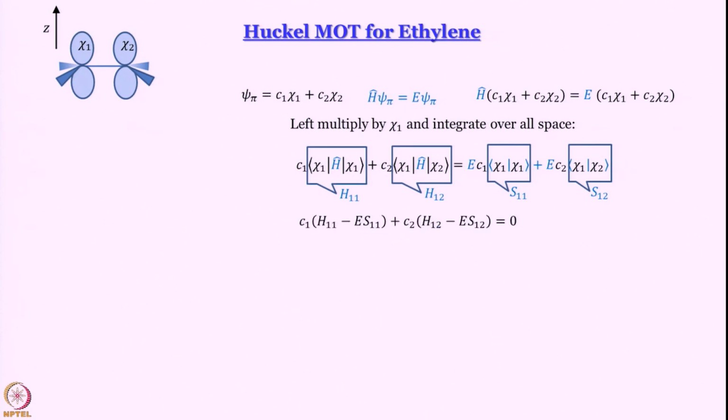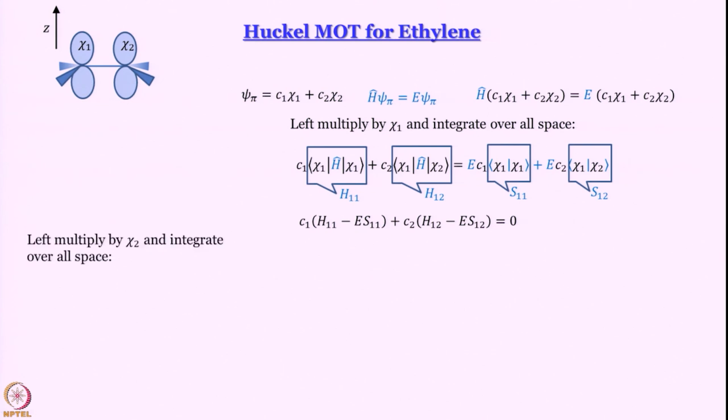Okay. So, let us write this equation in terms of these integrals and let us bring everything on the right hand side to the left hand side, so that on the right hand side we are left with 0. What do we get? C1 multiplied by H11 minus ES11 plus C2 multiplied by H12 minus ES12 equal to 0. So, a linear equation in which the variables are C1 and C2 and the coefficients are H11 minus ES11 and H12 minus ES12 respectively, right. So, that is the first equation that we sought.